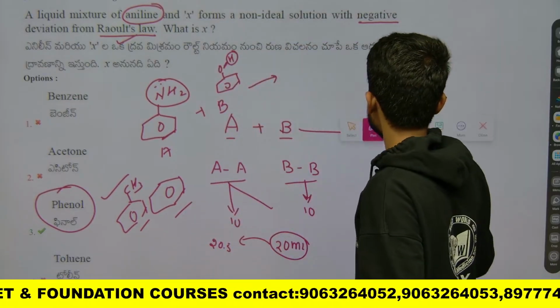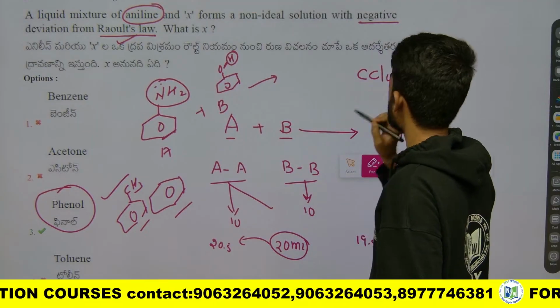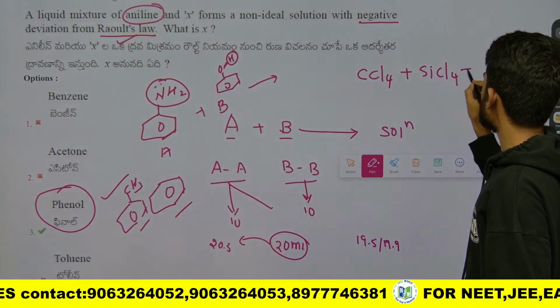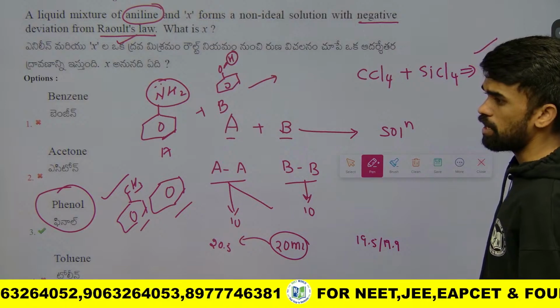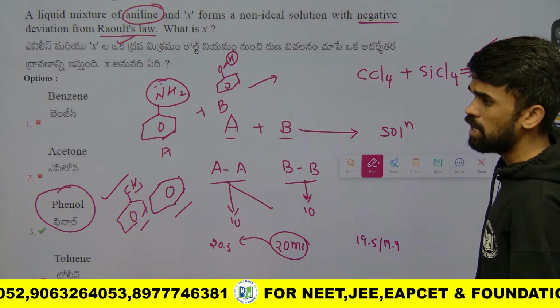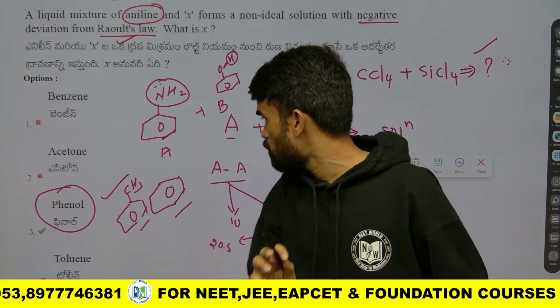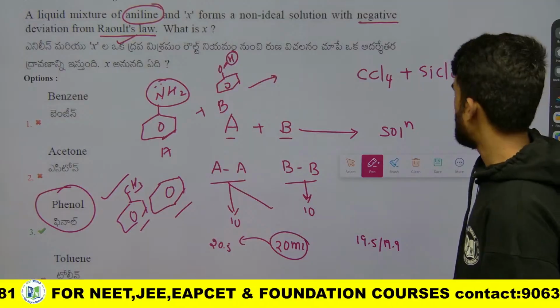Now I will give you one question here. What is the resultant solution when we mix CCl4 plus SiCl4? Whether it is an ideal solution or a non-ideal solution, and if it is non-ideal, whether it will show positive or negative deviation, I want your answer in the comment box for this exemplar question. Okay, let's move further to the next question.